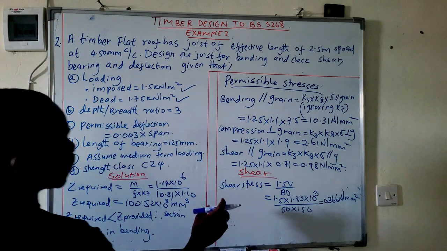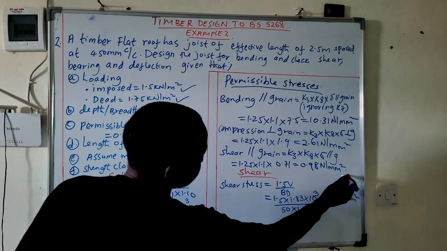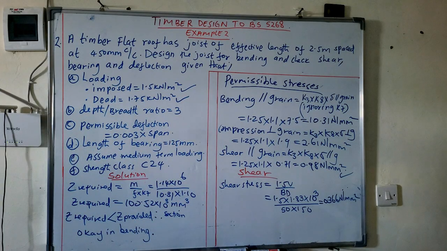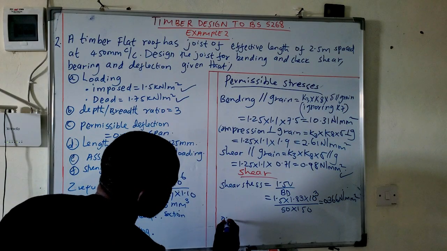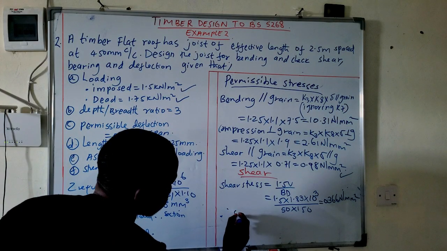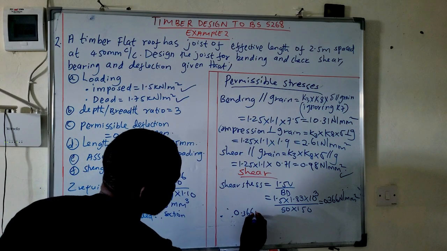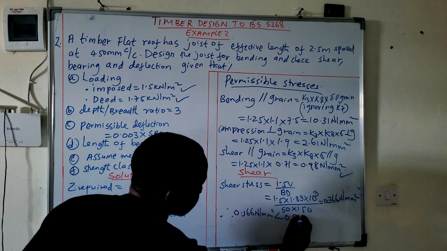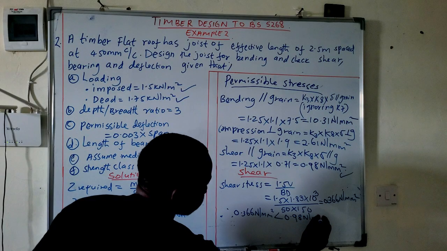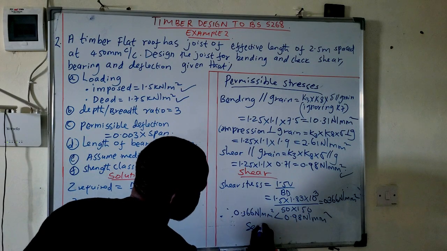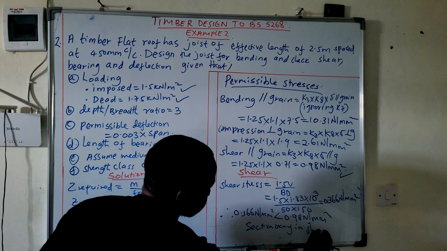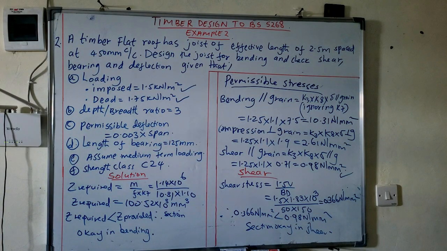So you compare this shear stress to the permissible shear stress. As you can see, this one is lower than this. So section is okay in shear. Therefore, 0.366 Newton per millimeter square is less than 0.98 Newton per millimeter square. So section okay.